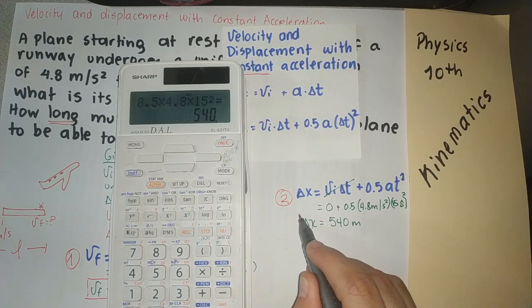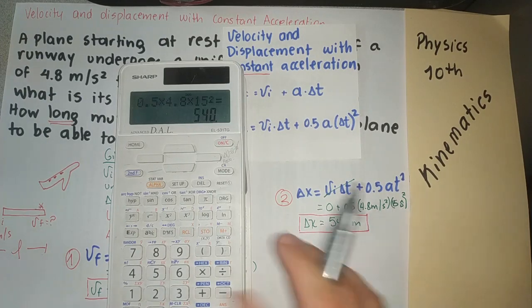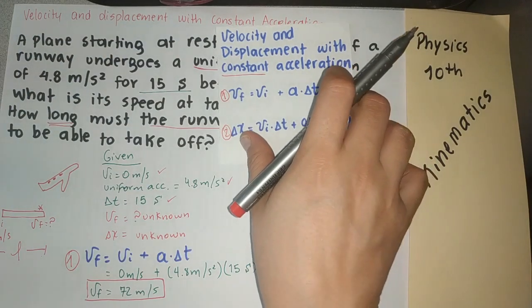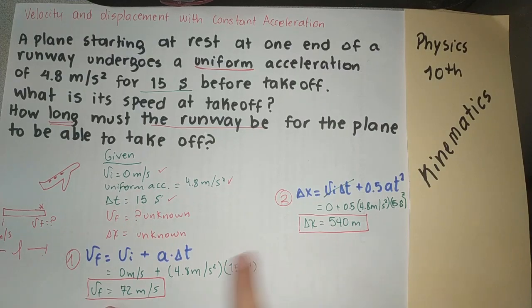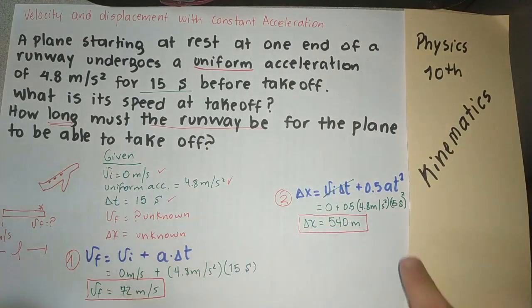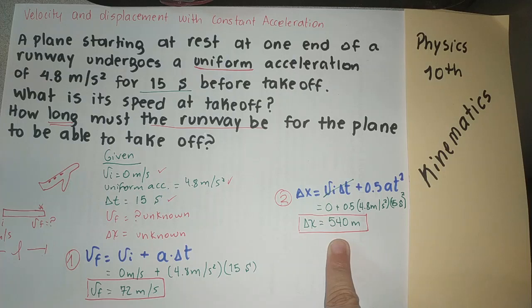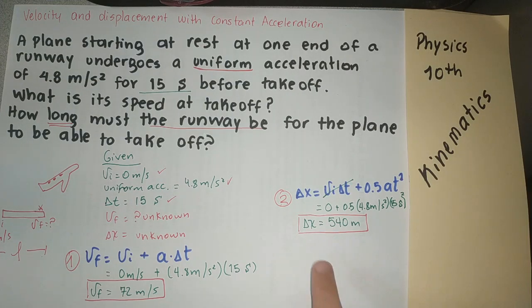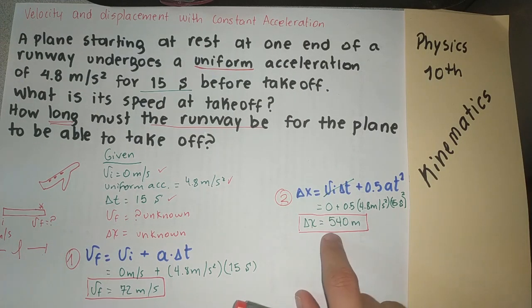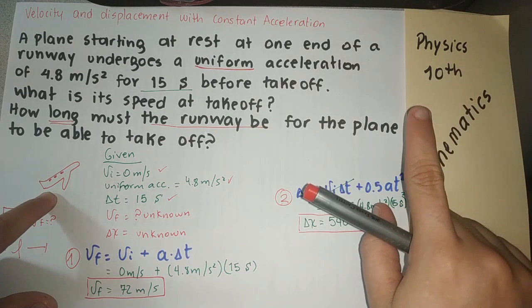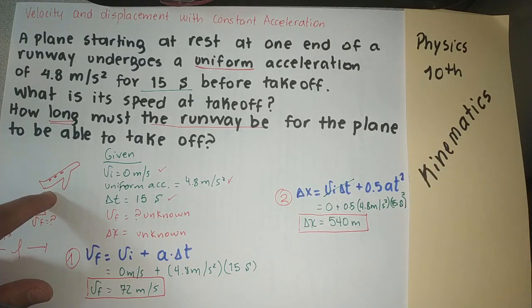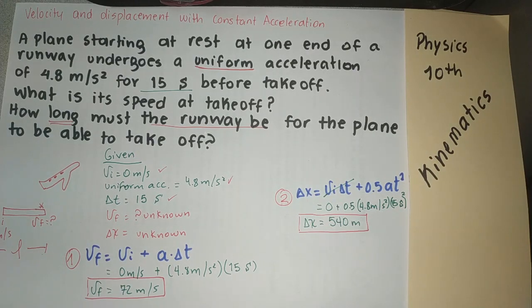So in conclusion, this problem tells you that for the plane to be able to take off, it needs a final velocity of 72 meters per second. And to reach this velocity, the runway should be at least 540 meters. If this runway is less than 540 meters, the plane won't be able to take off, and probably an accident will happen. That's why physics is very important, guys.